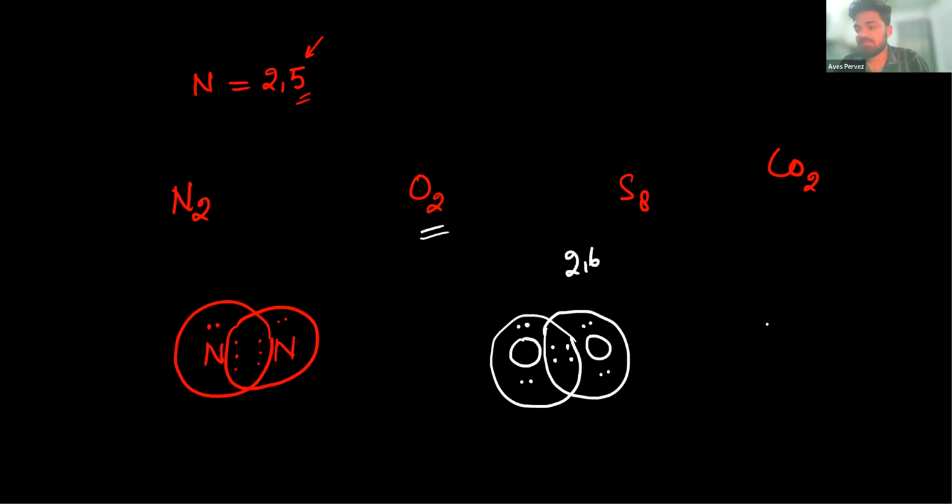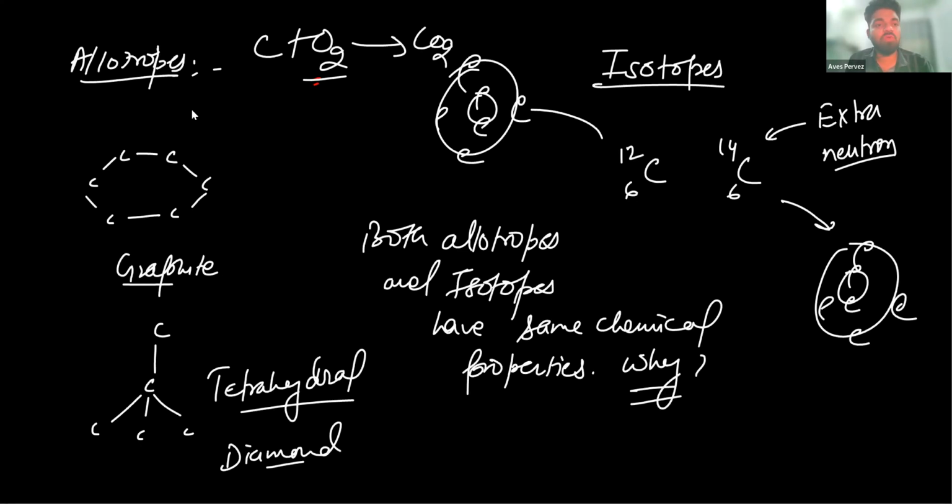Okay. Next, if I have S8, the S8 molecule structure is like this. If you want to make the structure of this one, this is the point where you need to put the S: 1, 2, 3, 4, 5, 6, 7, 8. You have to put the 8 S like this way. You can make it like this way first.